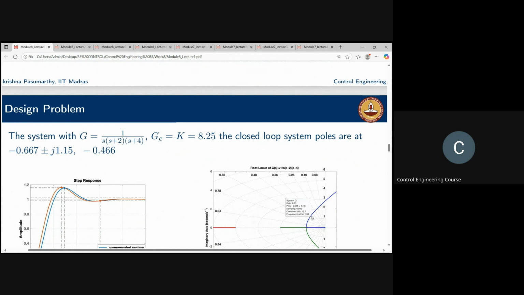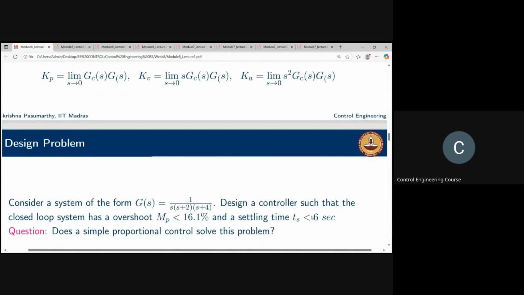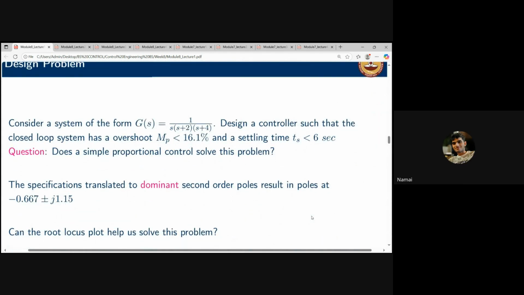Okay, the root locus passes through the trapezoidal region. But how did we come to this conclusion? If you just scroll up once. Yeah. So the question is: design a controller such that the closed loop system has an overshoot which is less than 16.1% and a settling time of 6 seconds, right?